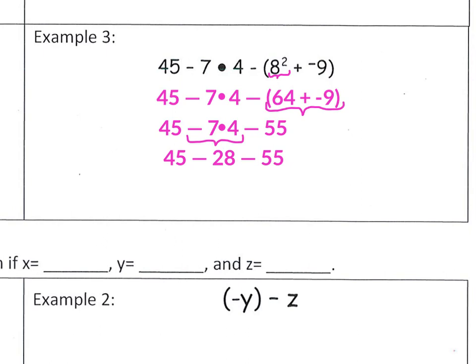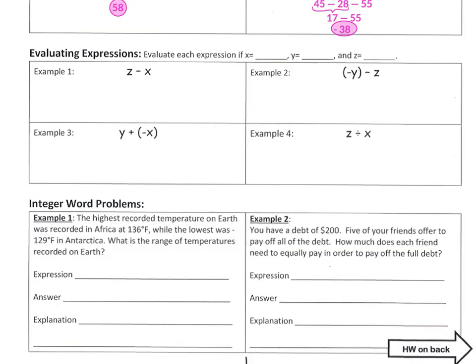Okay, so now I'm looking for addition and subtraction, again going left to right. So when I start at the left side, I see subtraction first, 45 minus 28. So I'll do that first, which gives me 17. And then finally I'll do the 17 minus the 55. The minus 55 came down to get my final answer of negative 38. And that is my answer. I'm going to put a circle around negative 38. Okay, so those are our examples on order of operations.